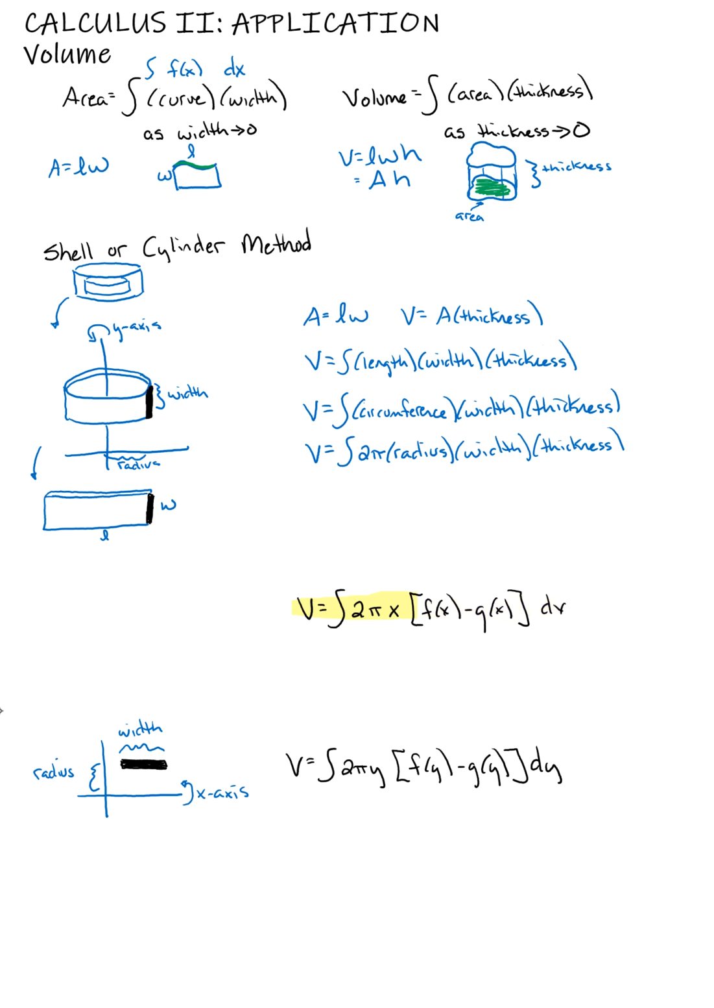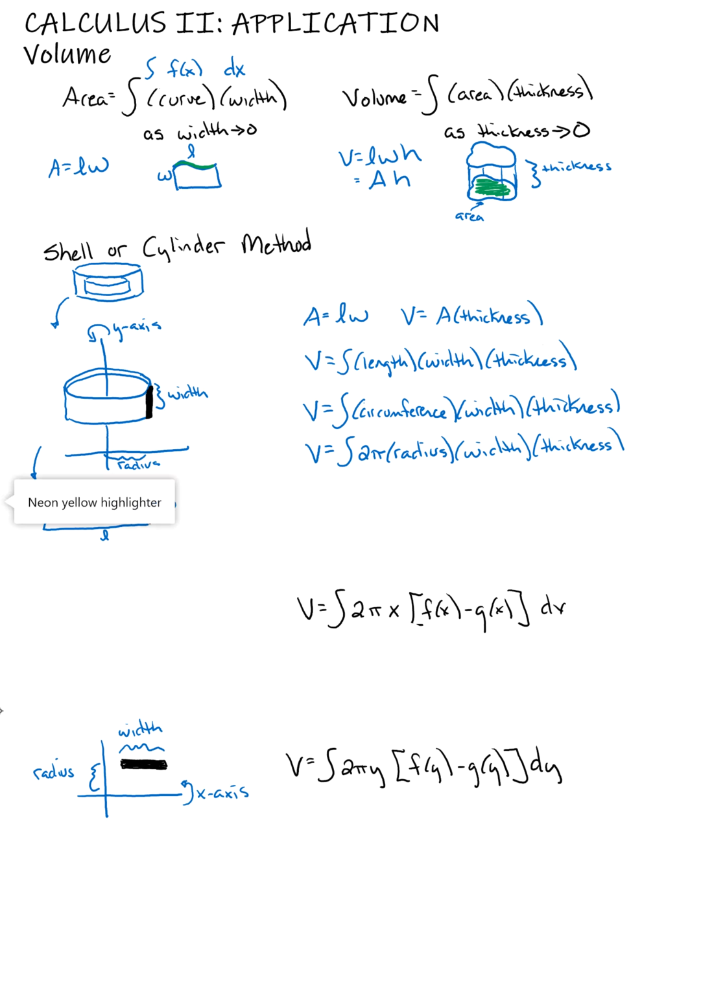So there's our formula. I don't recommend that you sit down and memorize it. Remember where it comes from. Remember that this is the length times the width times the thickness. And that this length is really the circumference, which is 2 pi r. Remember what that graph looks like. That r is the x value. So remember how to build it rather than memorizing the formula.